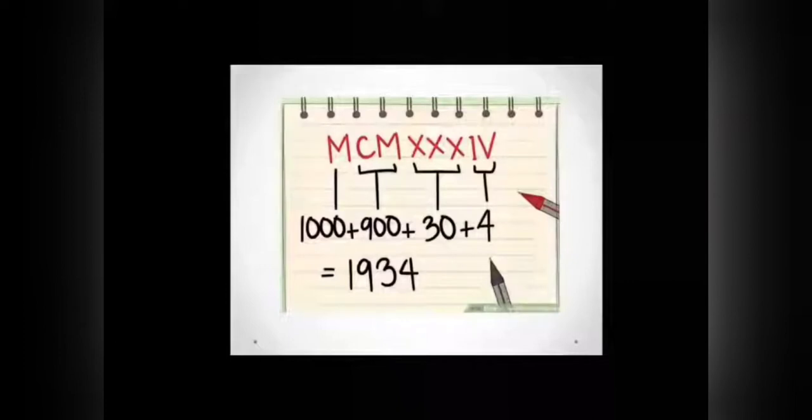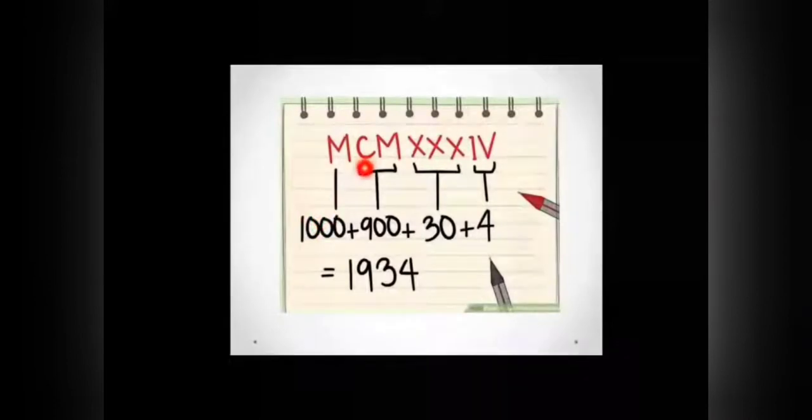IV. So I am going to take M. M stands for 1000 and then comes CM. So if a smaller letter is in between two bigger letters, you will always take the smaller letter along with the next letter to it, not the previous. So I'm going to take M separately, that is 1000.